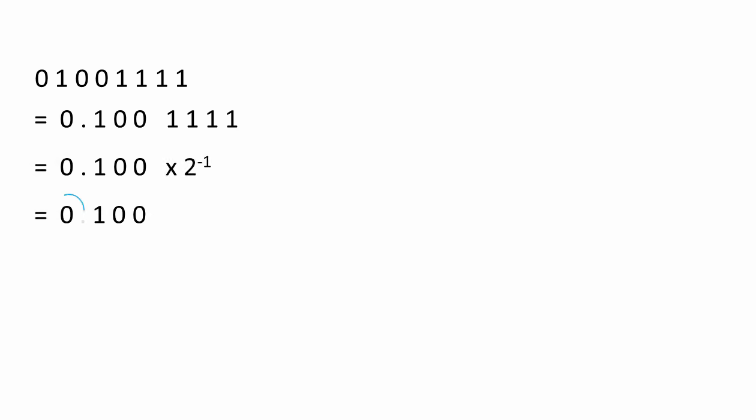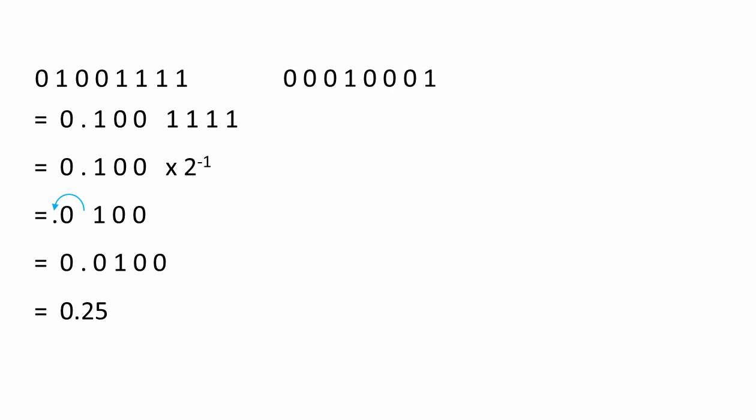This was our floating point binary representation of 0.25 with a 4-bit mantissa and a 4-bit exponent. Let's convert it back into denary just to make sure it's correct. And indeed it is. Now let's convert this binary number back into base 10 using exactly the same method.